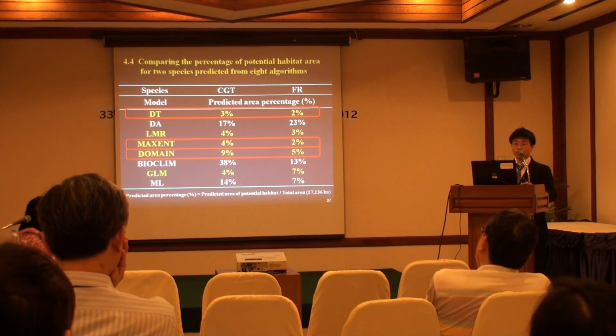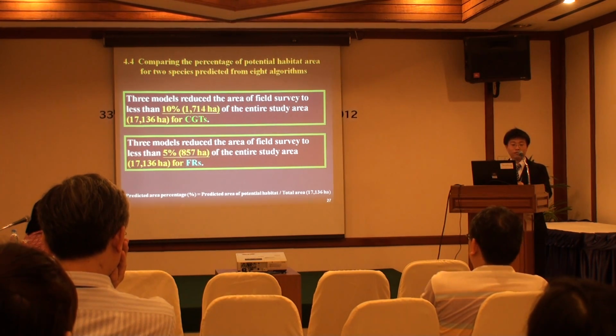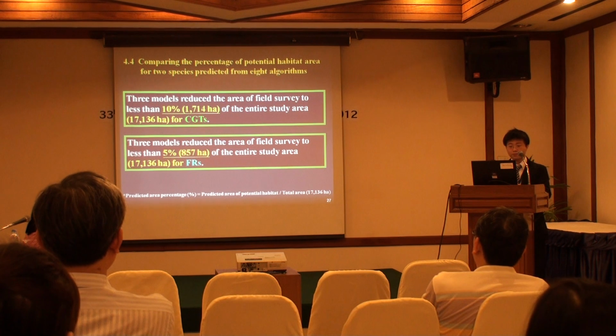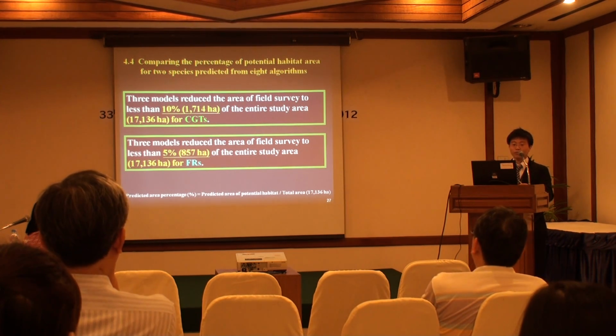outperformance for predicting two tree species, but those models could also reduce the area to less than 10% of the entire study area for the CGT, and less than 5% of the entire study area for the FR species. So that's good for predicting the tree potential habitat with those models.